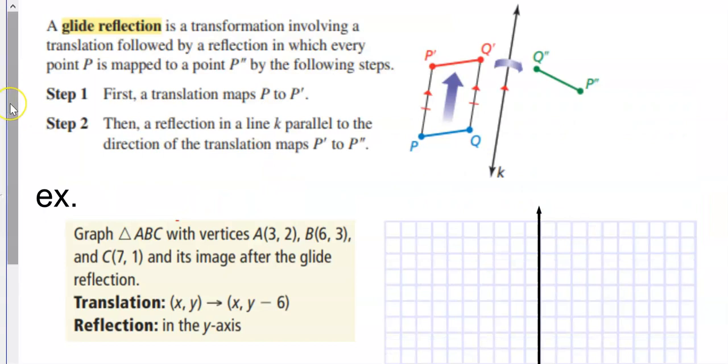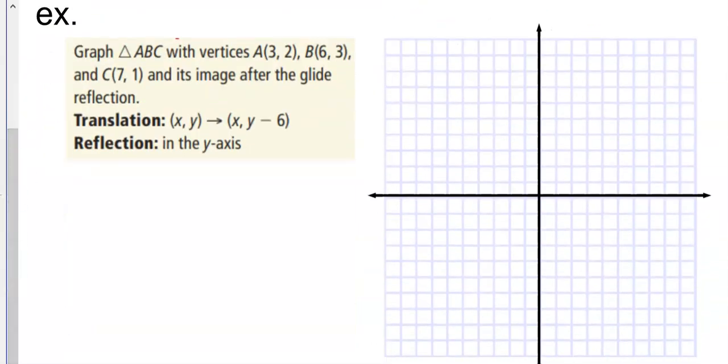All right, a glide reflection. It's a transformation involving a translation followed by a reflection. So again, a translation is moving it up, down, right, or left. And then a reflection is, again, reflecting over the x-axis, the y-axis, or a line. Okay? So the first thing you want to do, obviously, is the translation. Then you can do your reflection. Now, you can do this in 2 steps, or you can do this in 1 step. Still, the process is the same. Be able to write the ordered pairs, and then also be able to graph it and label your points. You must label your points if we ask you to graph it.